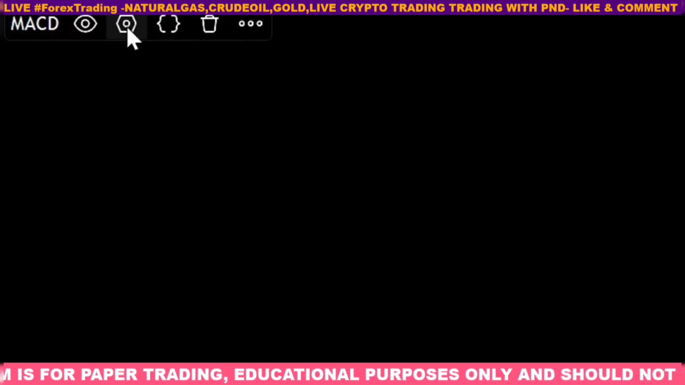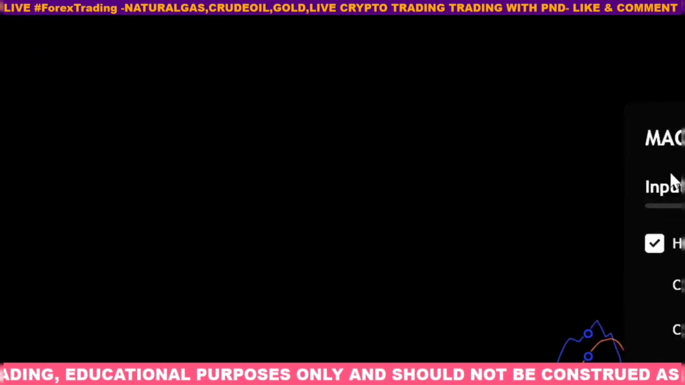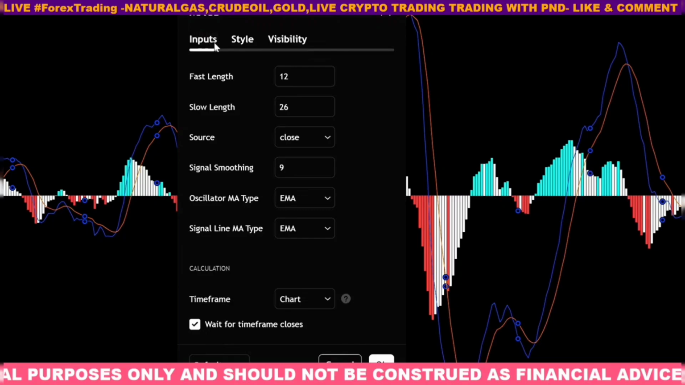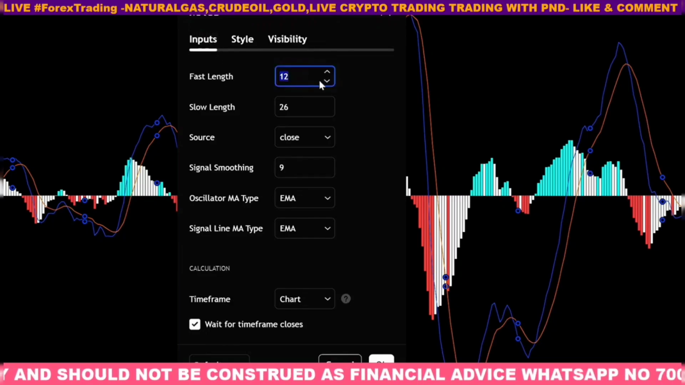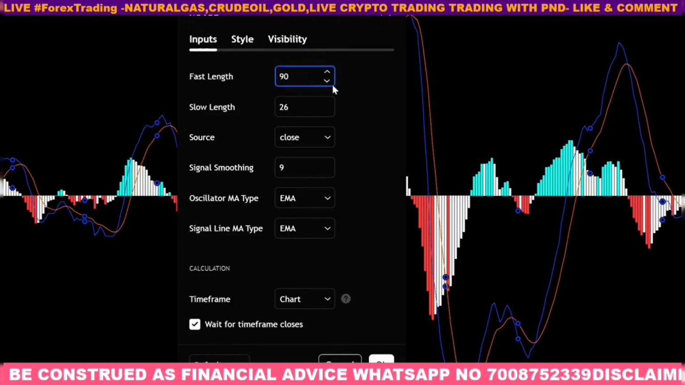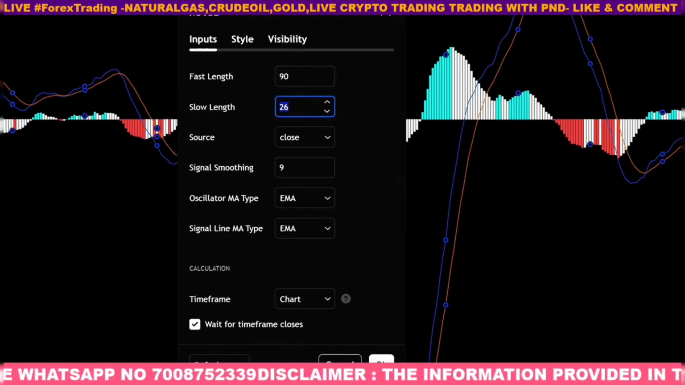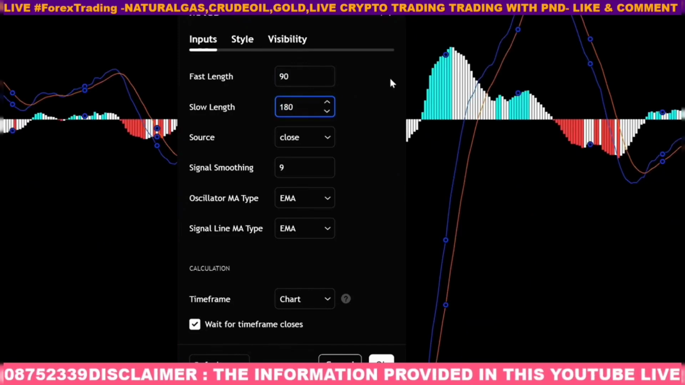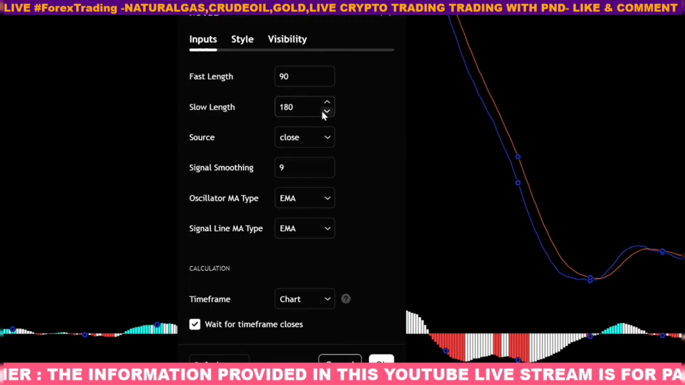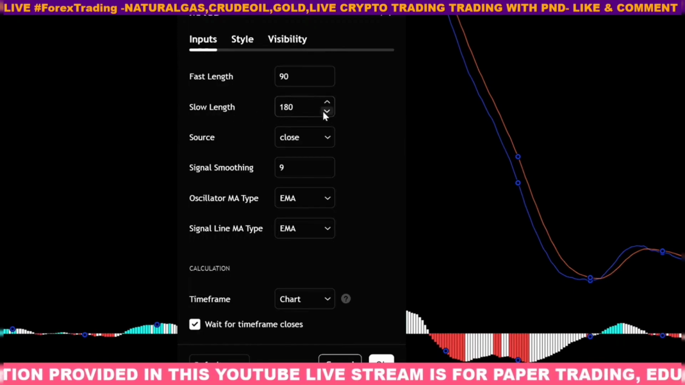First, we're going into the MACD settings, especially the inputs tab. We're going to bump up the fast length to 90 and the slow length to 180. This basically helps filter out some of the smaller, less important price movements, so we're focusing on the bigger picture.